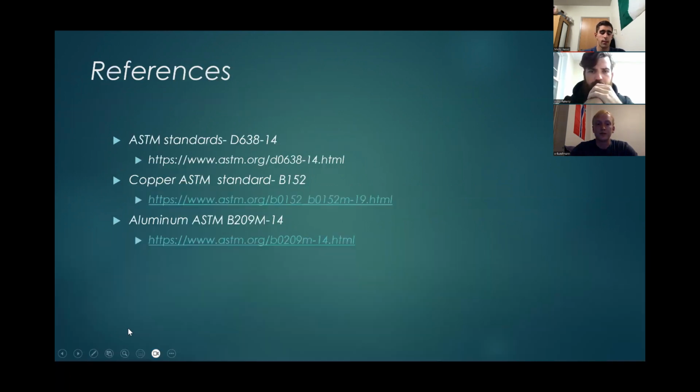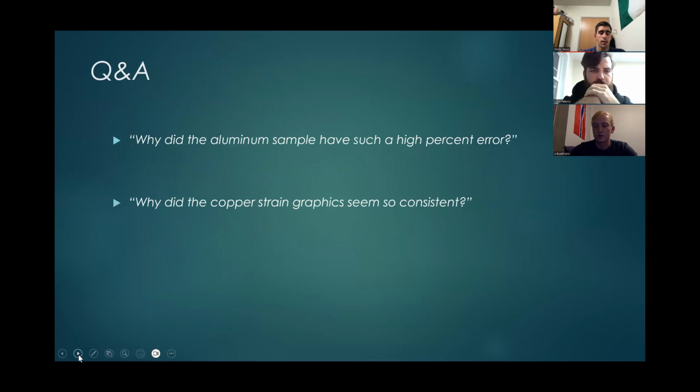Now we got our known accepted values for Poisson's ratio from the following ASTM standards, one just being for standard tensile testing of polymers and the other two being specifically for copper and aluminum. And a potential question that could be asked by an audience that received this presentation would be, why did the aluminum sample have such a high percent error, which Blake will now answer. That's likely due to the small measurement range that we had due to lighting issues and reflectivity issues with the material, as well as just poor video quality.